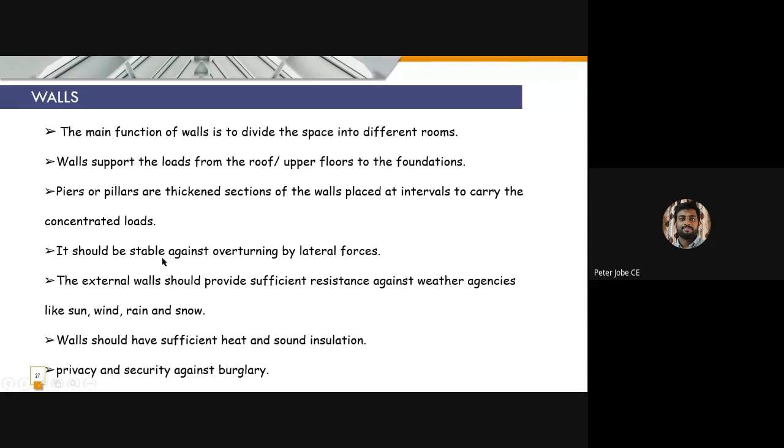It should be stable against overturning by lateral forces. That means it should be stable against any lateral force, any horizontal force acting on it. If a few of the occupants are leaning towards the wall, it should not fall down. It's not necessary that a wall should always be constructed using brick.